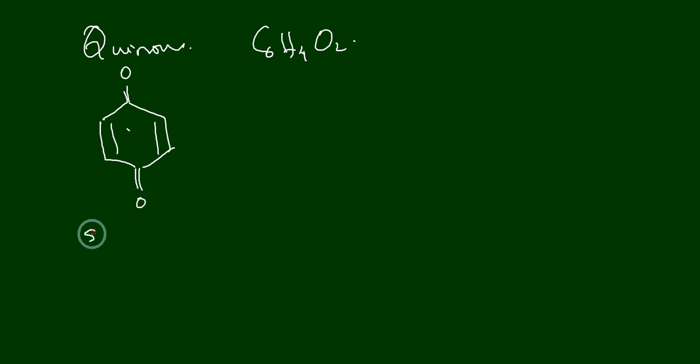Let me call this structure 1, and let me consider another structural variant. That is, I will consider a ring like this, like a benzene ring, and there will be bridging oxygens like this. This is another structural variant.